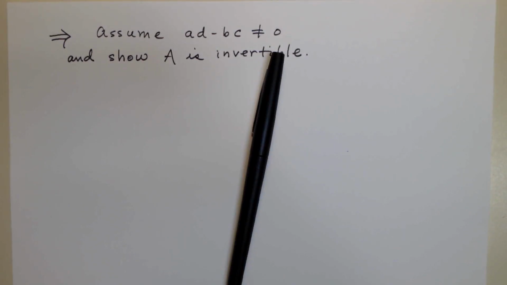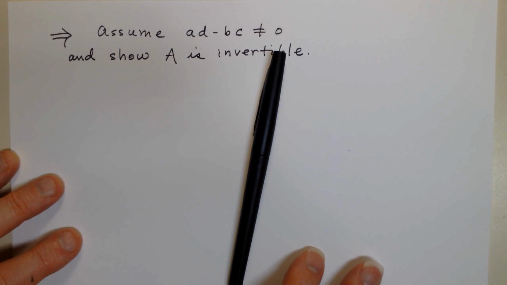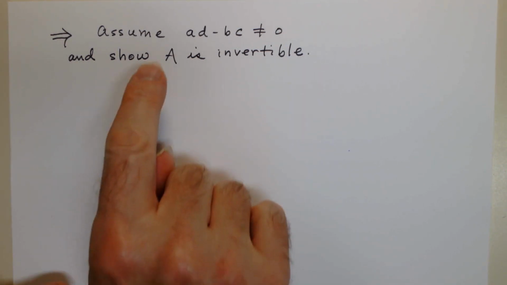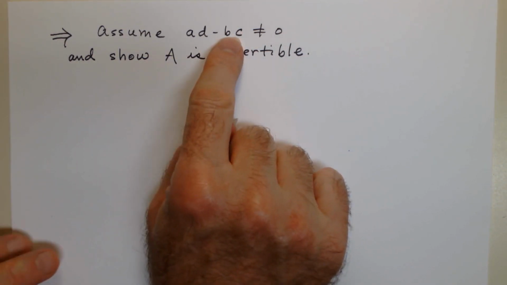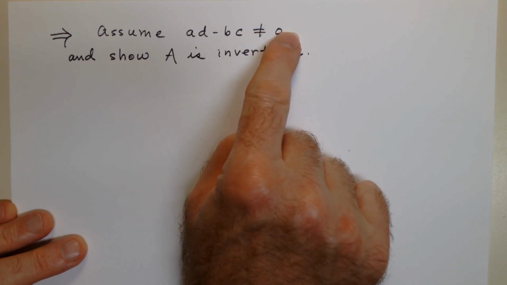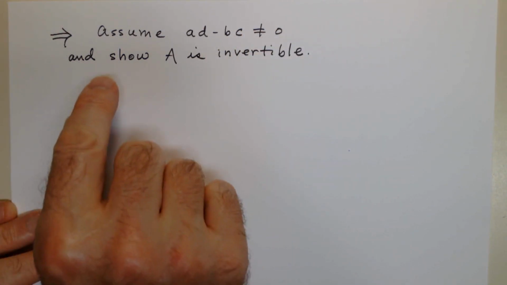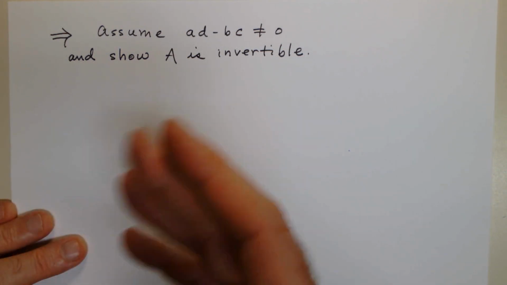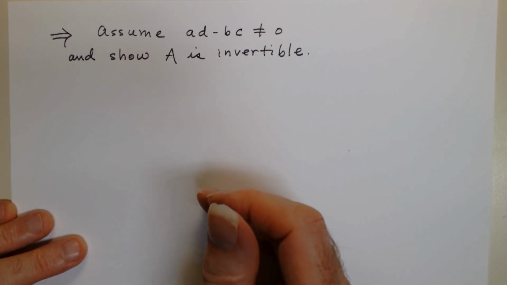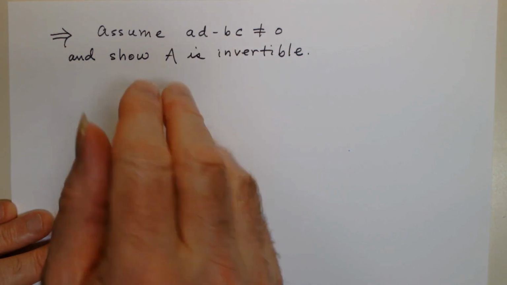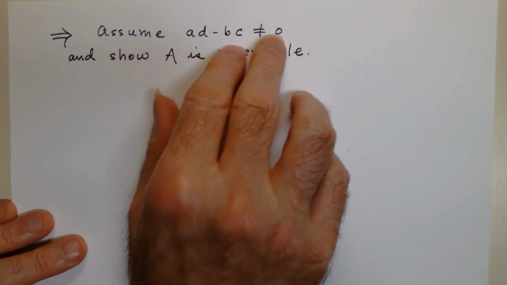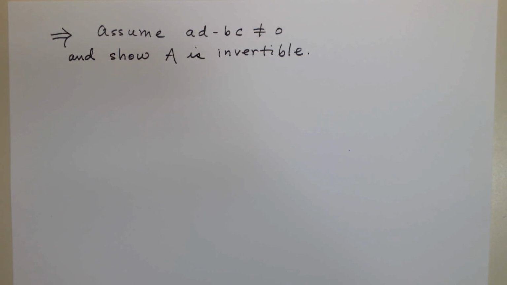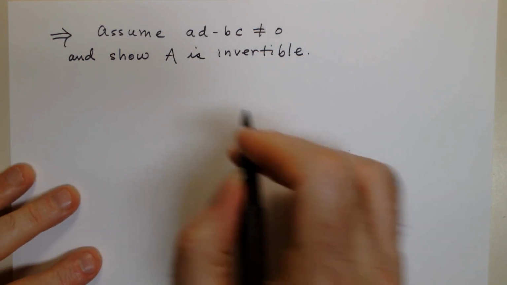All right, welcome to the document camera. We're going to look at the proof of theorem 3.8, and there are really two separate directions in the proof of theorem 3.8. The first part is to assume that this determinant ad minus bc is different from 0, and then knowing that, show that the matrix A is invertible, and in fact that the inverse takes on a special form. But the assumption here in this first part is that ad minus bc does not equal 0. Now what we're going to do is look at a special matrix. Let's call it A prime.